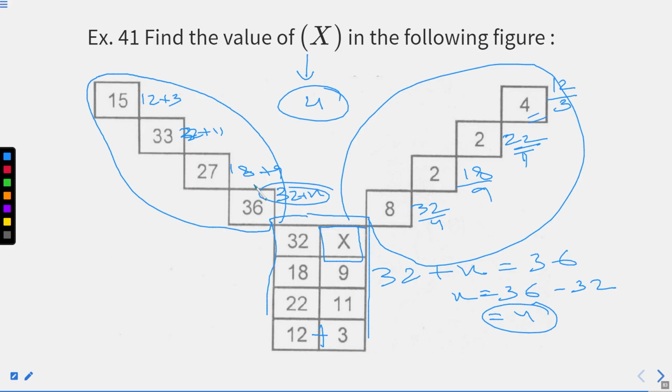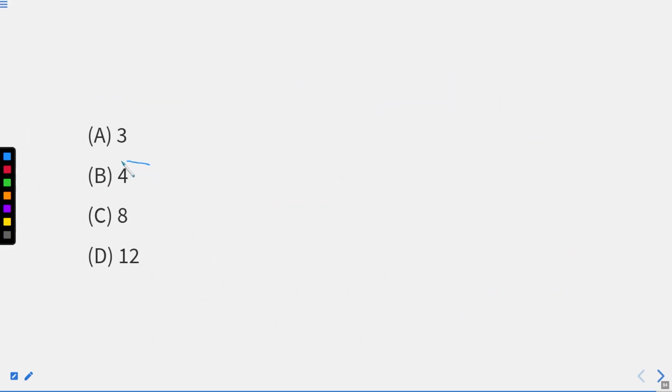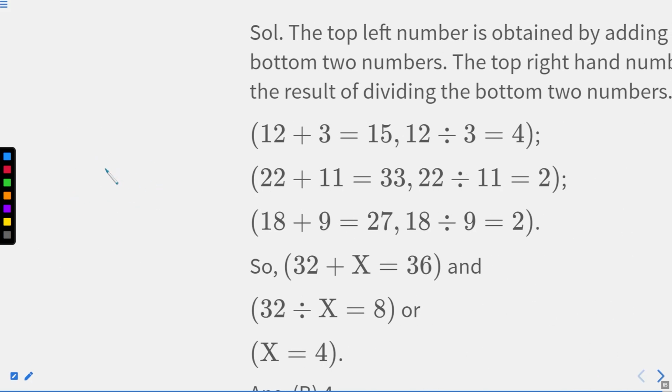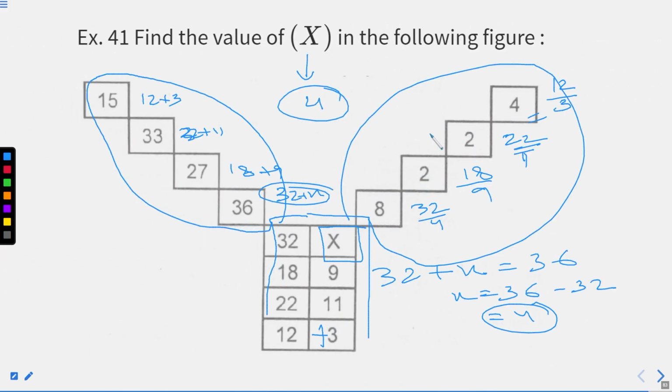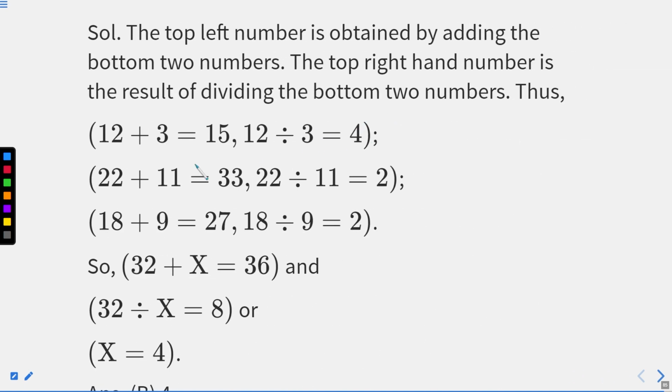I hope you don't find any problem in solving all these questions. Now 4 is our answer, as I have already told you. Okay, the method that we are following is addition gives us the left hand part, the division gives us the right hand part here. Okay, so the same thing followed in the same pattern, second pattern, and finally we get closer to our answer. Okay, that is x is equal to 4. Answer. I hope this thing is clear.